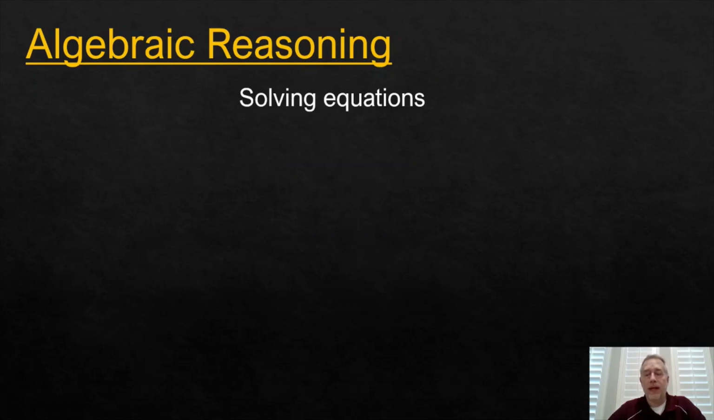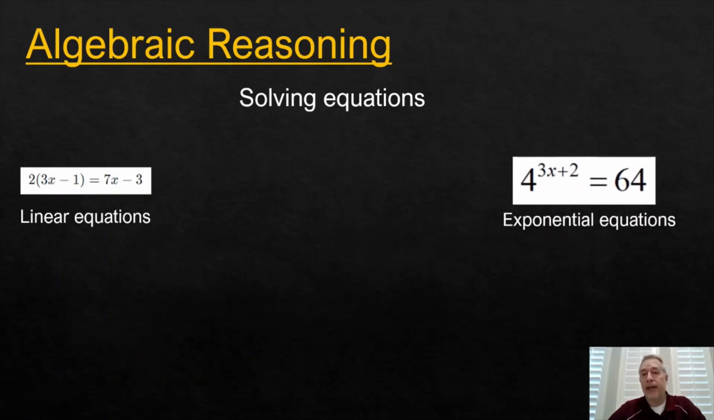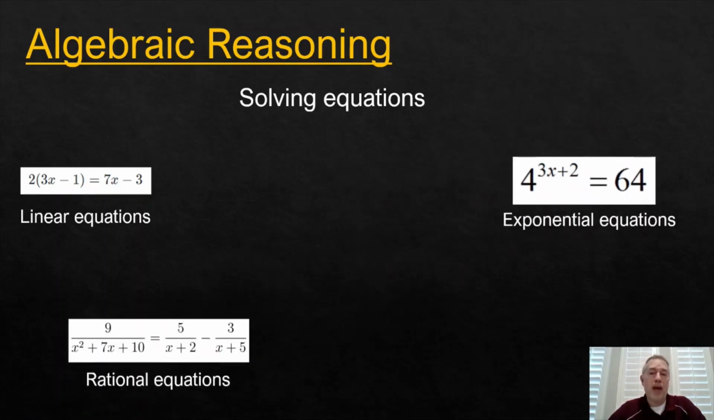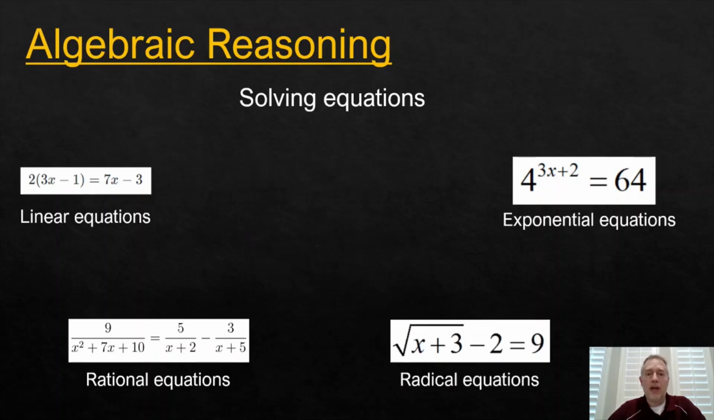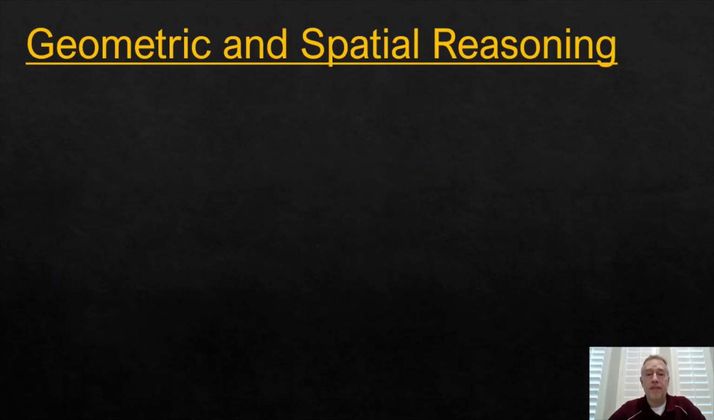Algebraic reasoning. This is all about solving equations. They might be linear equations. They might be exponential equations. They might be rational expressions. They might even be radical equations. And you also could see quadratic equations. Any of these type of things they consider algebraic reasoning because we are trying to solve an equation.